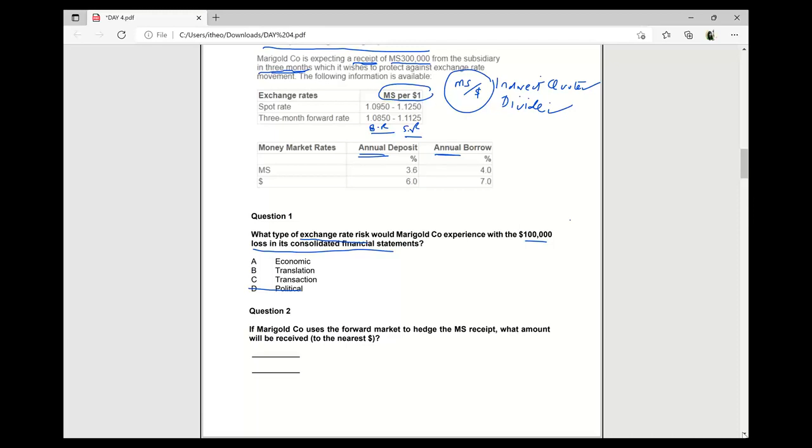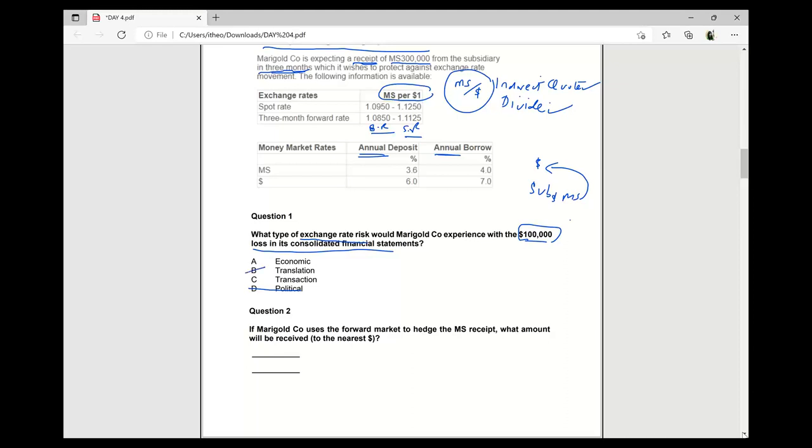Now please pay attention. If this 100,000 loss is coming just due to translation of financial statements, it will be translation. If it's coming due to buying or selling, import or export, it's transaction. And if it's coming from both, it's economic. This 100,000 risk was not coming because you bought or sold something. Remember, you were in US dollars and your subsidiary's financial statements were prepared in shillings. When the subsidiary's financial statements were translated into group accounts, this risk came. So this risk is a translation risk.